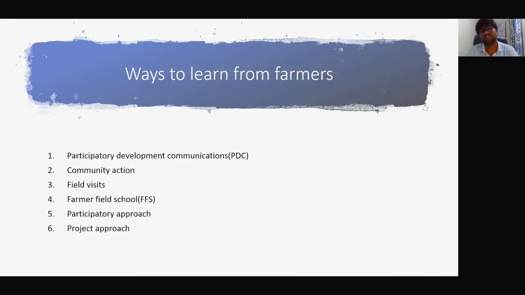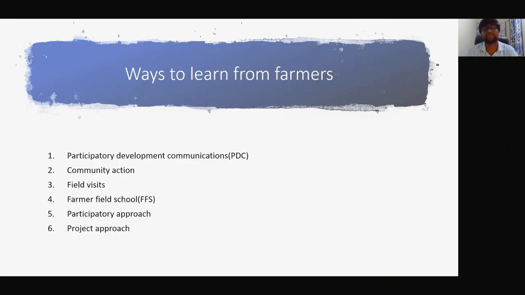Next is the different field visits. Field visits are important so that we regularly interact with the rural stakeholders and show them that we are also enthusiastic and caring for the rural stakeholders. The next is farmer field school, where we will be learning the on-field techniques from the rural stakeholders.